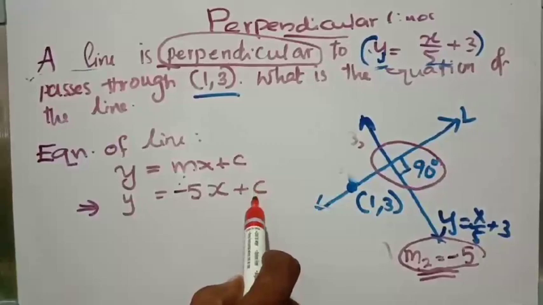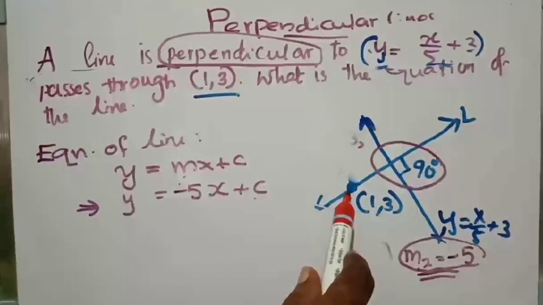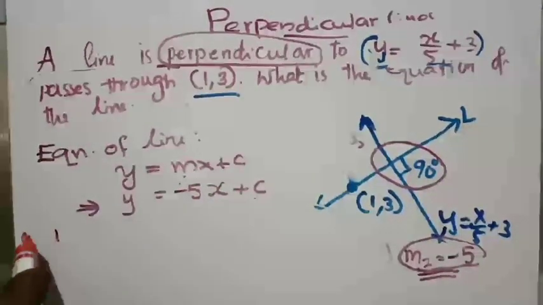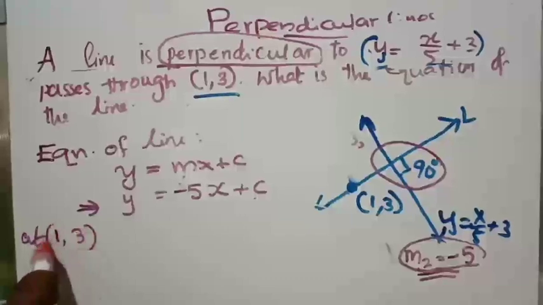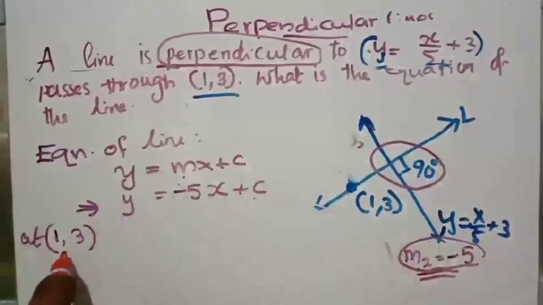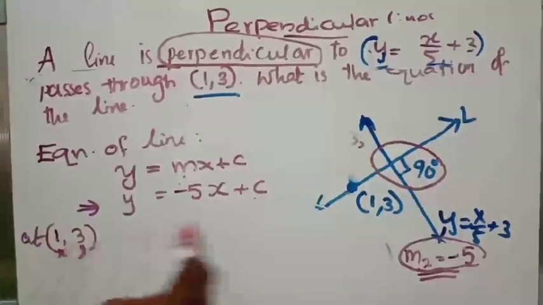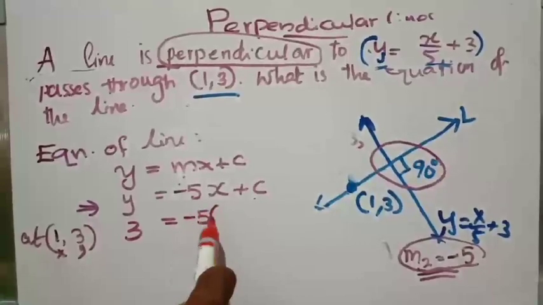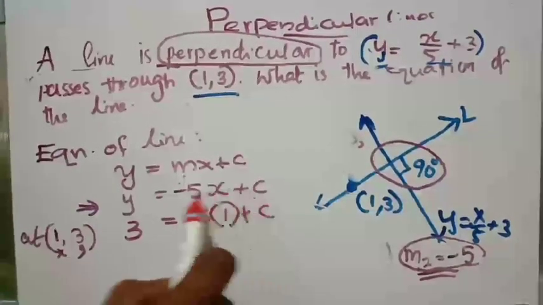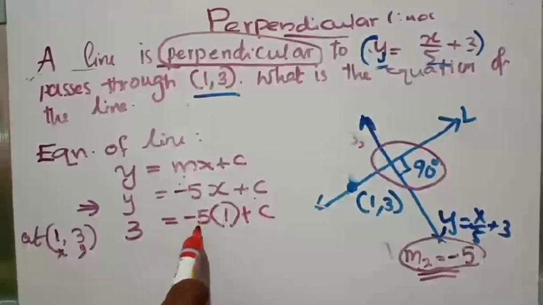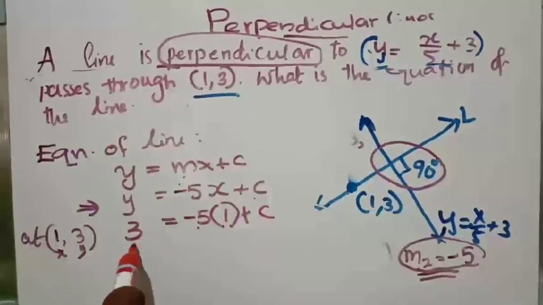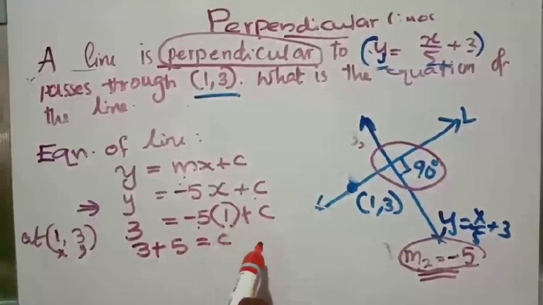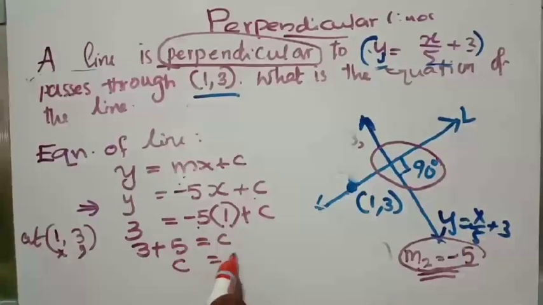So to find the value of c, this point is given here. Which point does the line pass through? 1, 3. So at 1, 3, the point 1, 3, that means x is 1 and y is 3. We get 3 equals minus 5 times 1 plus c. That is, minus 5 times 1 is minus 5. When it goes this side, we get 3 plus 5 is equal to c. Or we get c is equal to 8.